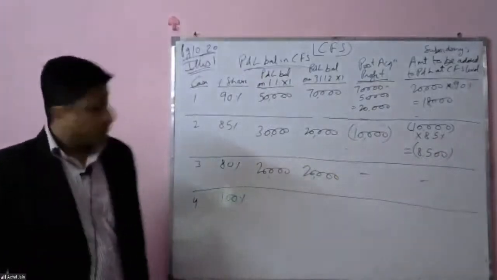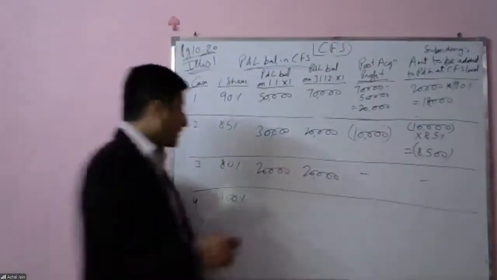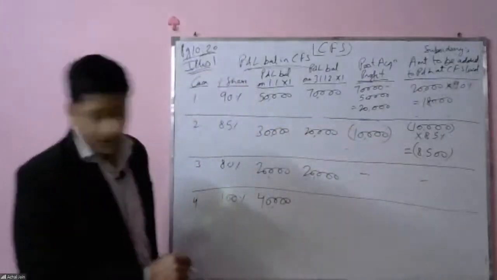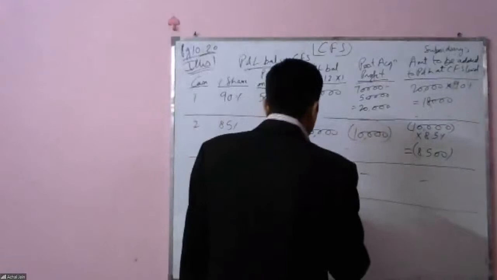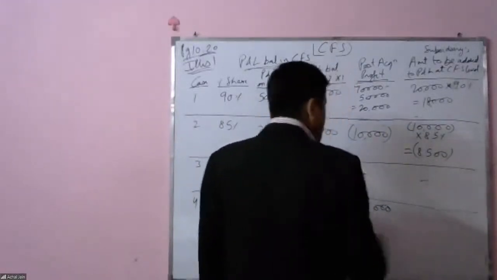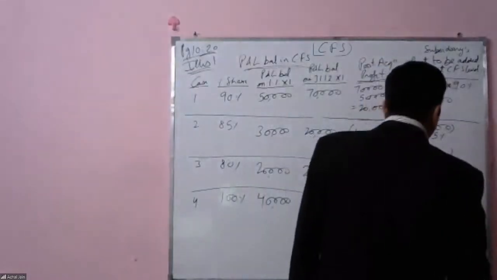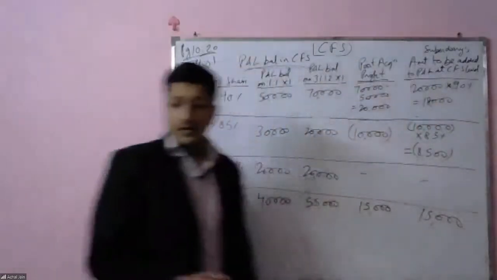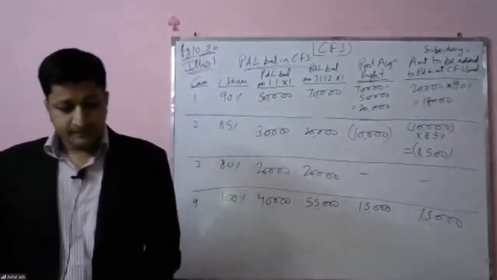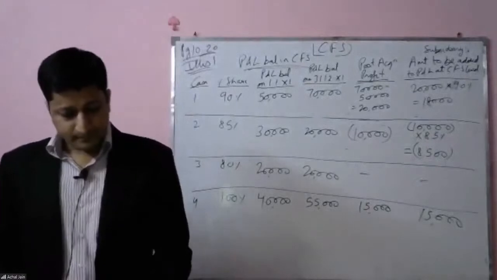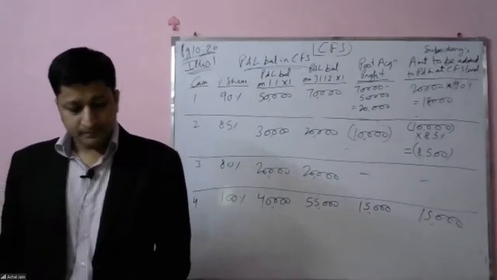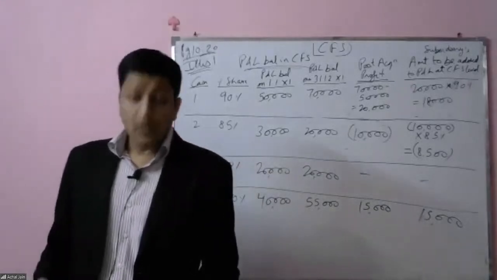Okay. Moving on to the next one. It's 40,000. Then this is 55,000. So there is increase of 15,000, which will go to P&L on 100% basis. Clear?